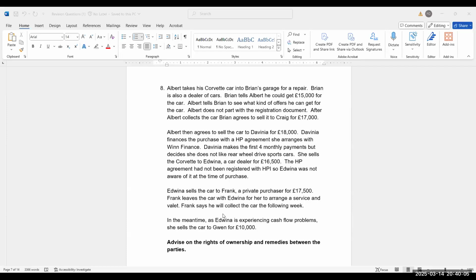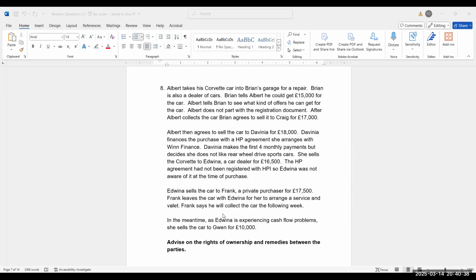So as a summary, it would seem that there's no transfer from Albert to Craig because they didn't meet the exceptions under Section 2 of the Factors Act. Instead, Brian sells the car to Divina himself to purchase it on hire purchase. So Win Finance in this case could be argued to get good title when the car was passed on to Win Finance for the purpose of Divina.